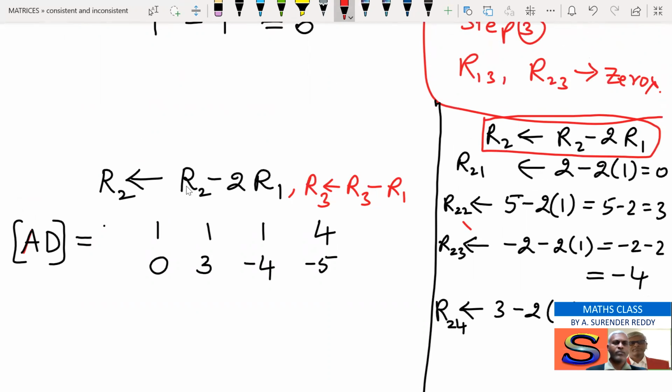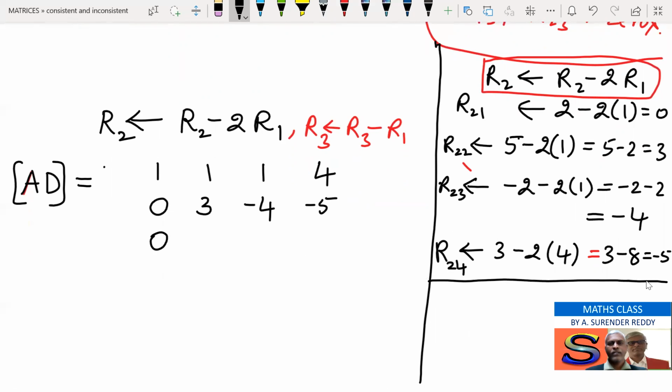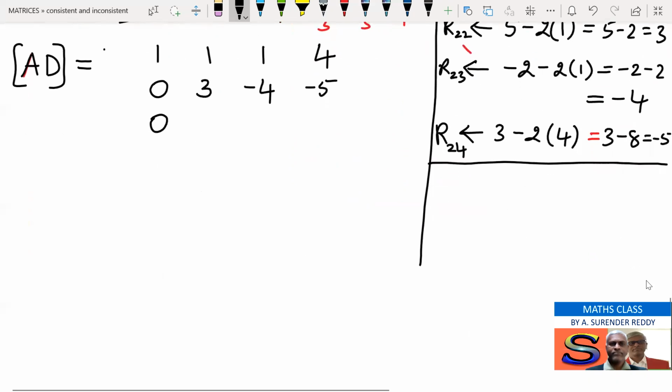We changed R2 also by applying R2 minus 2 R1. So the third row also, we are changing by applying the row transformation R3 minus R1. So this becomes 0. Next, in rough, calculate all other values. The formula is R3 minus R1. So next, the second number in R3.